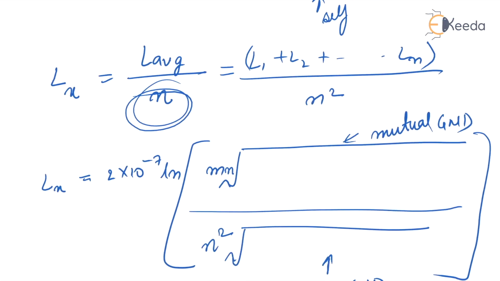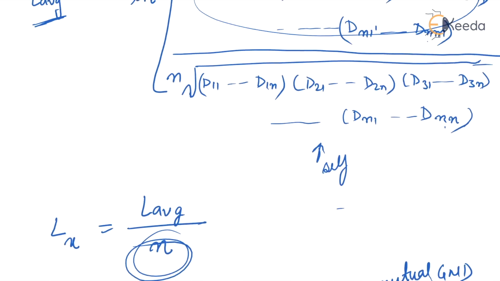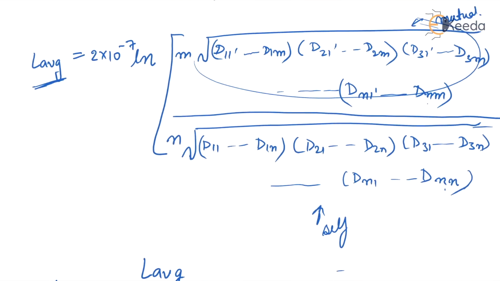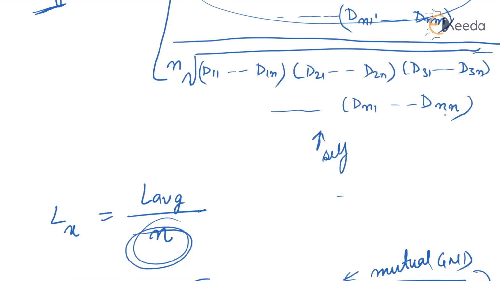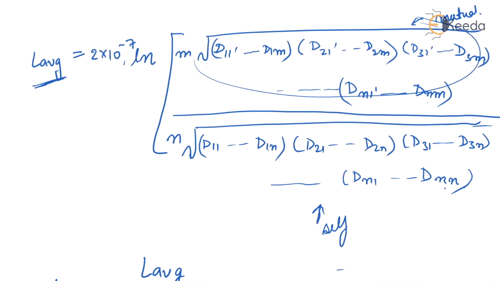I hope you understand why this m into n and this n square, because I already calculated the value for L average. L average is equal to 2 into 10 to the power minus 7 ln. So 2 into 10 to the power minus 7 by n ln. So this 1 by n goes here to the power 1 by n, or I can multiply this with m into n root. So that's why m into n.